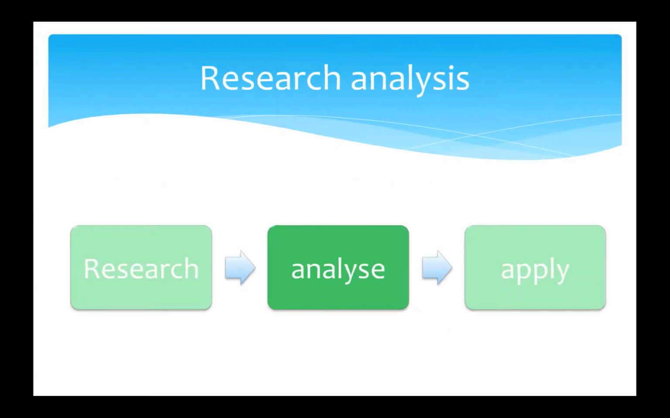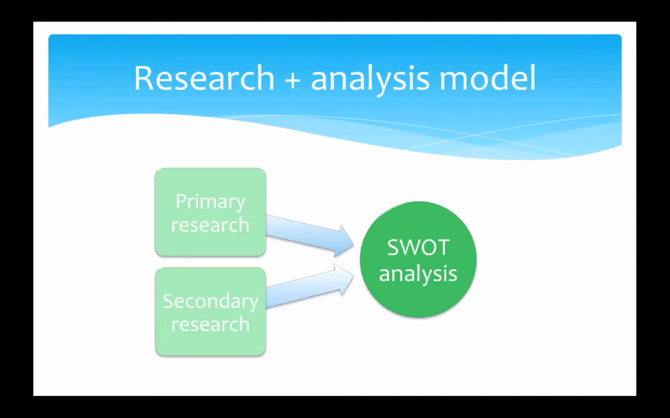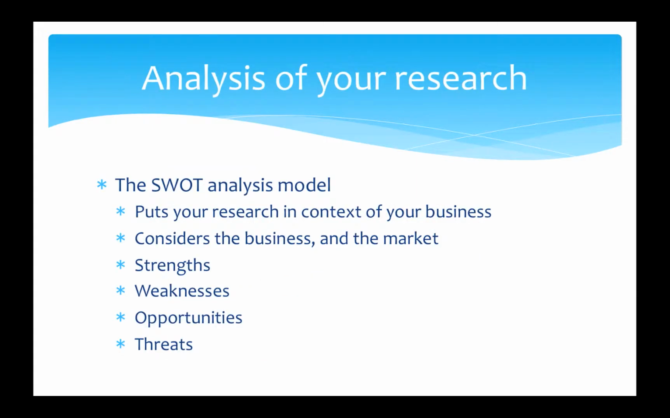So now we'll look at analysing your research. We're going to use a model called the SWOT analysis on which to utilise your primary research and your secondary research. This SWOT analysis helps put your research into the context of your business. It considers both the business and the market, and it looks at your strengths, your weaknesses, and the opportunities and threats which are presented to you.